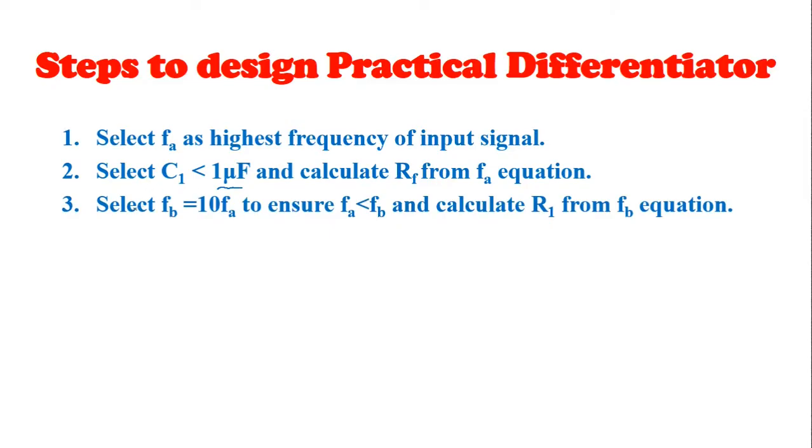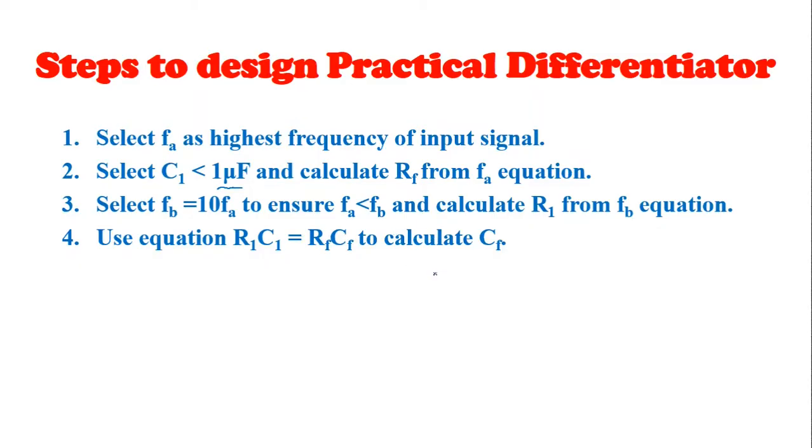Then we have to select the frequency FB equal to 10 into FA to ensure the frequency FA is smaller than FB, and calculate the resistance R1 from the equation of FB. We have to use this equation R1 C1 is equal to RF CF, and from this equation we have to calculate the capacitance CF, which is the feedback capacitor. Then last step is to calculate the R compensation resistance, which is equal to resistance R1 parallel with resistance RF.